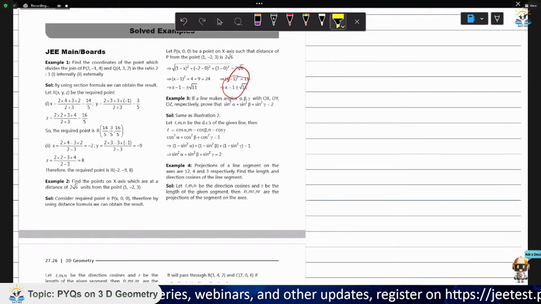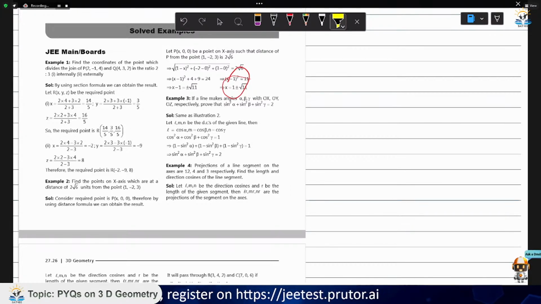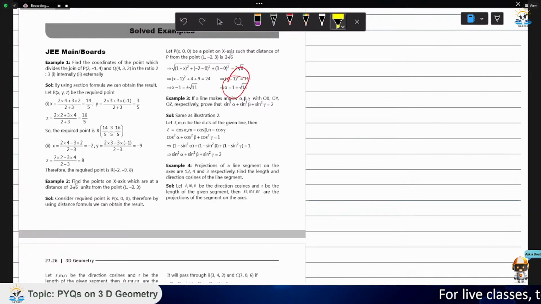So what we have: let L, M, and N be the DCs. And what do we mean by DCs? DCs are basically the cosines of the angles which the line makes with the x-axis, y-axis, and z-axis. I'm not recalling the complete full form of DC here, but it is related to cosines basically. So we take cosines. So we have L equal to cos alpha, M equal to cos beta, N equal to cos gamma.